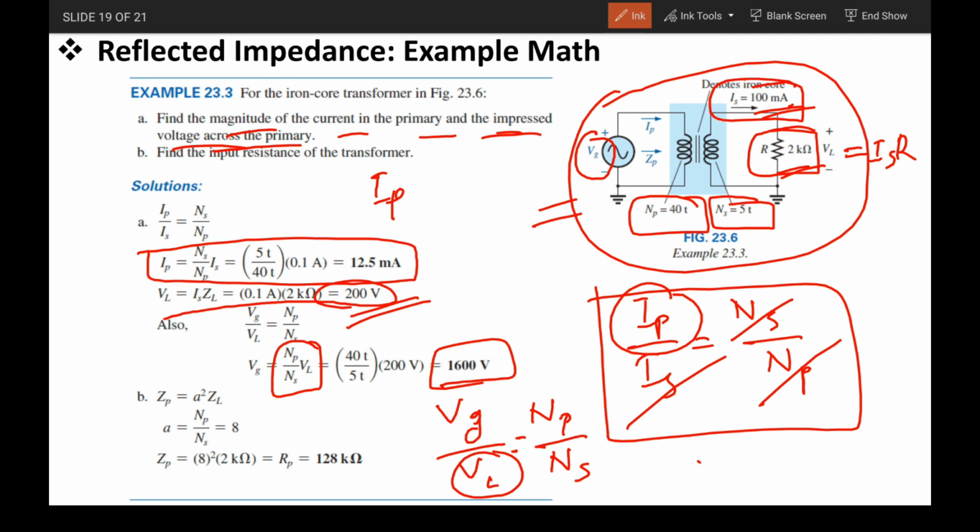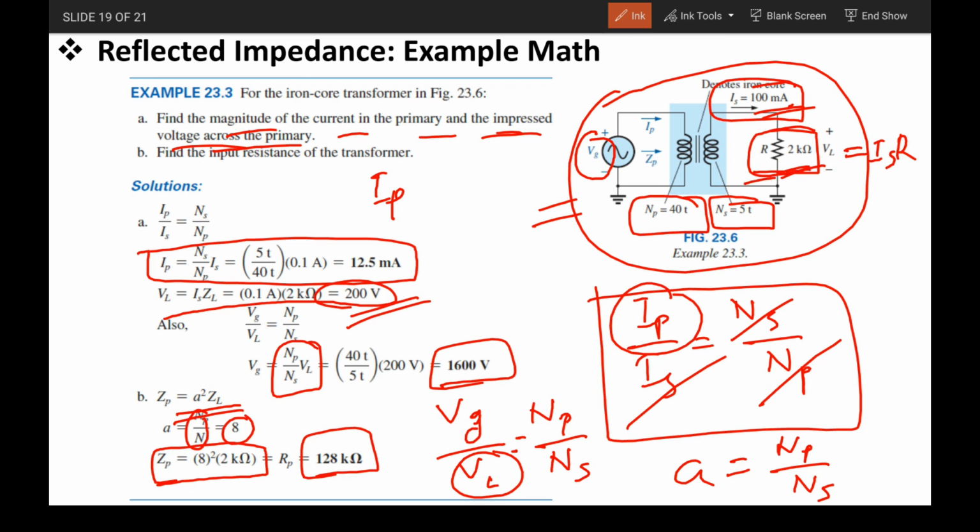Last question, find the input resistance of the transformer. Here we will use the reflected impedance formula. We already know the secondary impedance, and if we calculate the transformer ratio A, A is basically NP over NS. NP over NS we can calculate, it is just 8. From there we can use the reflected impedance formula ZP, which will be A square into ZL. Previously I just derived it. Using the expression, it will return 128 kilo ohm. So if you notice, our load is 2 kilo ohm, but on the primary side it is reflected to 128 kilo ohm.